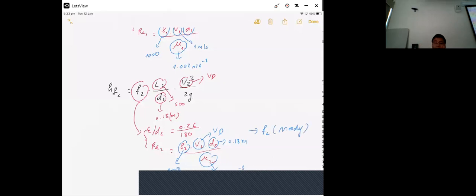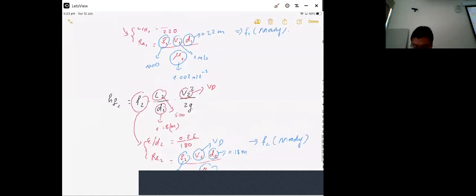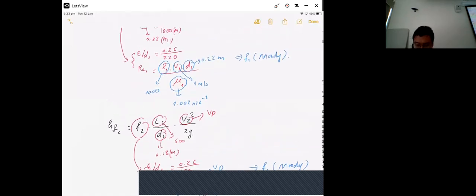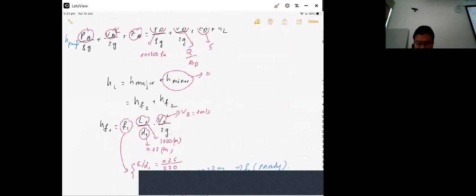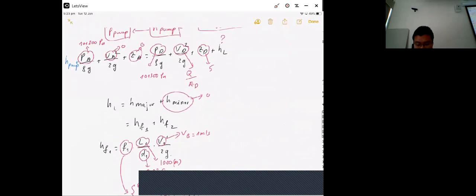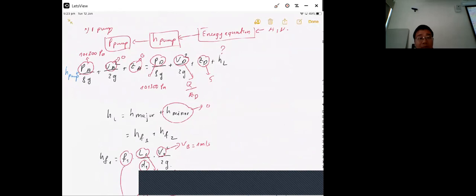From the Moody diagram, you find F2. From the Moody diagram, you find F1. From F1, you find SF1. From F2, you find SF2. From SF1 and SF2, you find SL. From SL, you find S pump. From S pump, you find P pump. Okay, got it?